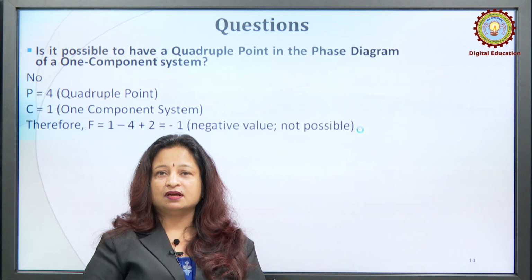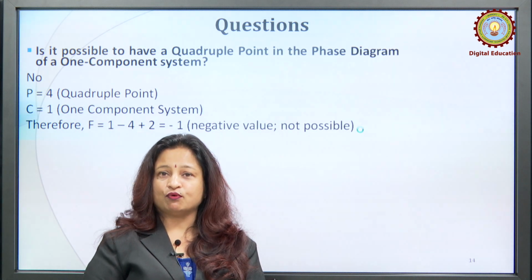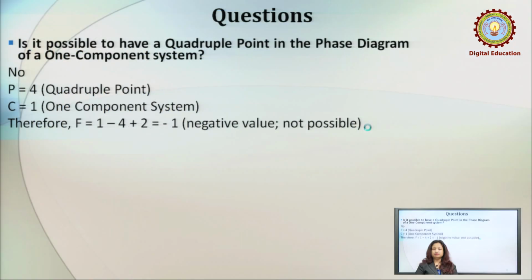Why? Because quadruple point means P is equal to 4. There are 4 phases in equilibrium. For a one component system, you have already noted, C is equal to 1. So if we use this formula, F is equal to C minus P plus 2, then you will get a negative value. A negative value of degree of freedom is not possible. So with the help of this equation, with the help of this concept, you can clearly mention that it is not possible to have a quadruple point in the phase diagram of a one component system.